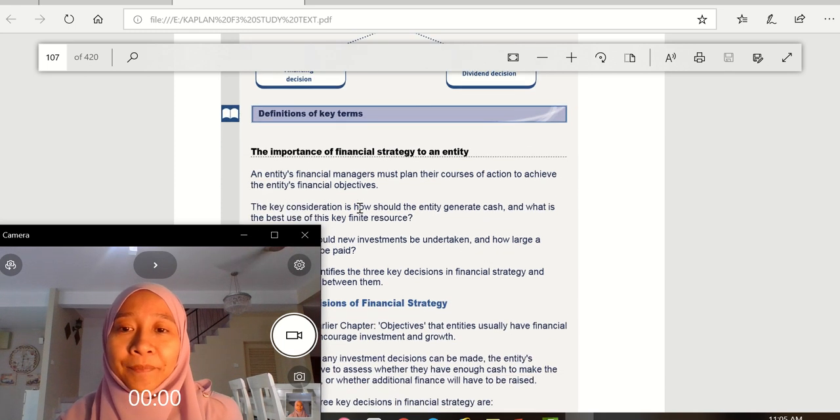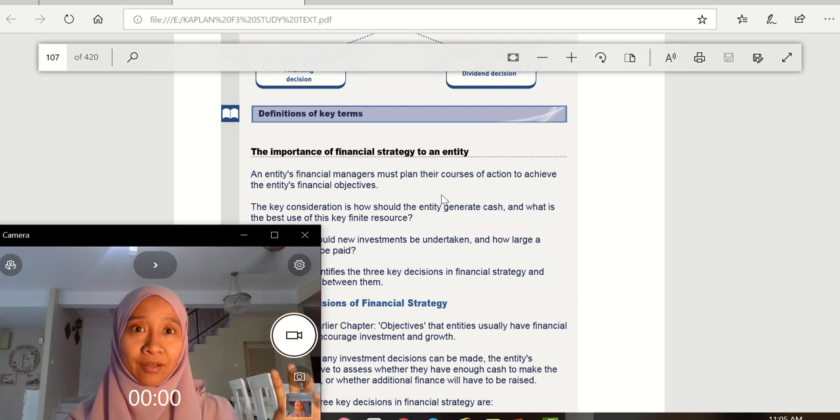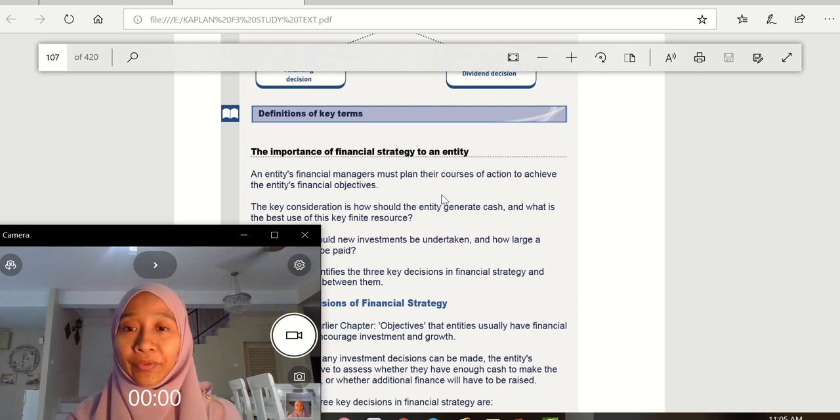Okay, then we have to look at the importance of financial strategy to the entity. What do you think we need to consider about the financial strategy? Why is it so important for a company to form a certain strategy, just to make sure the company operates and maintains the going concern principle?